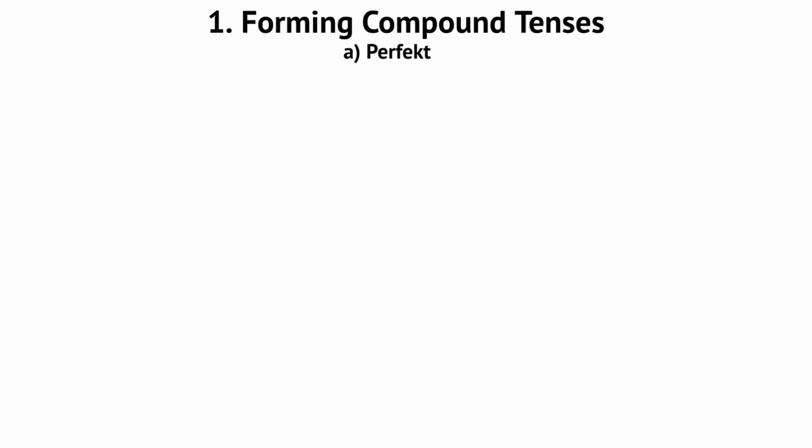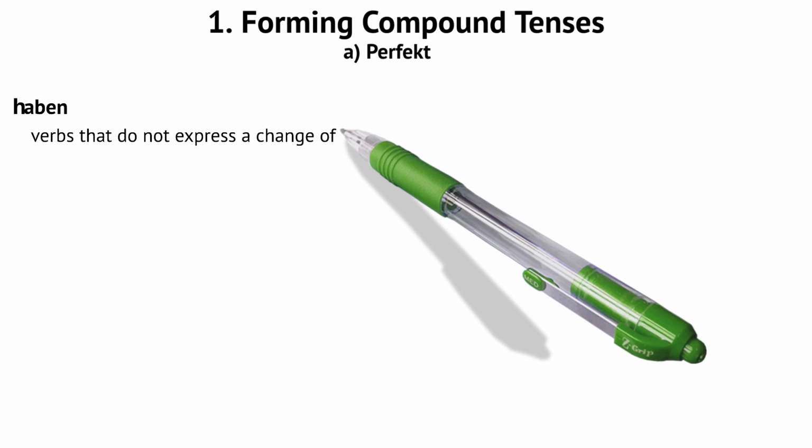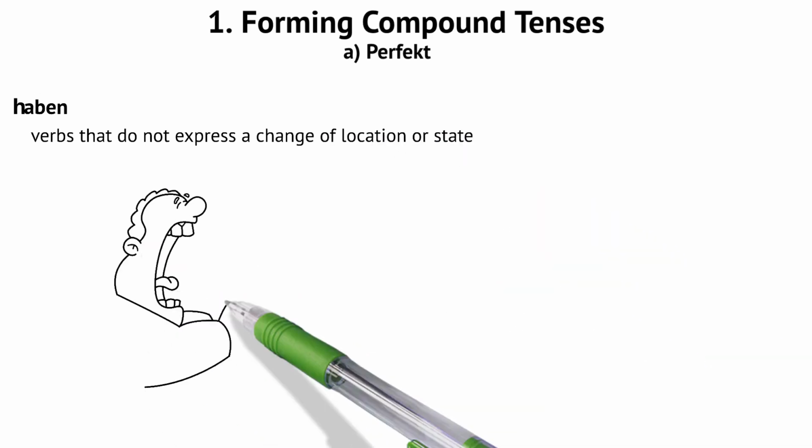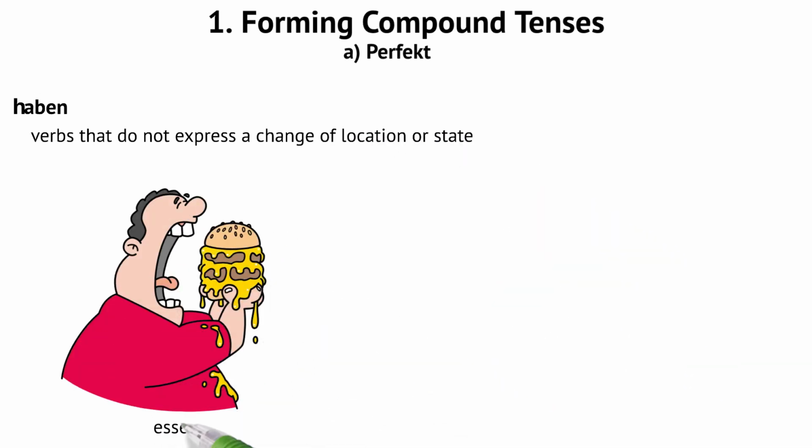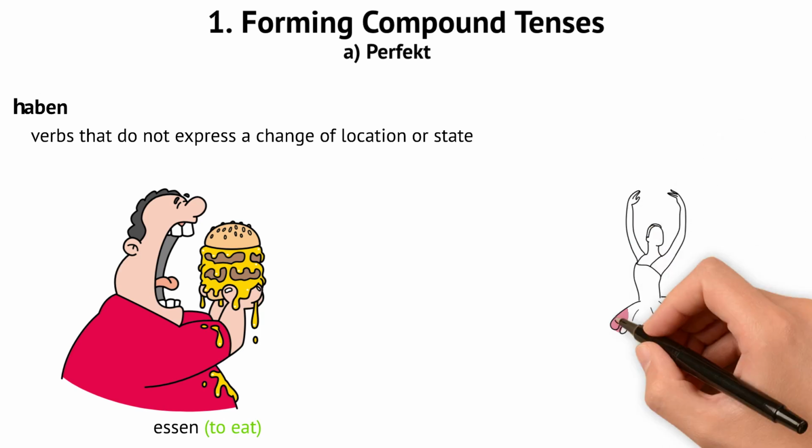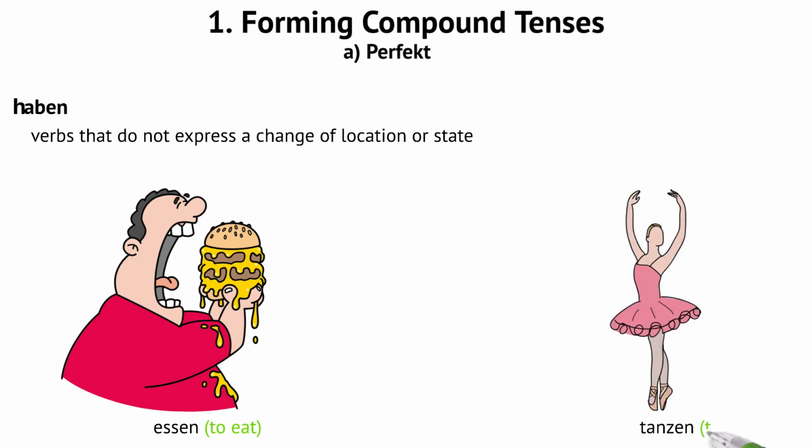On the other hand, the auxiliary verb haben is used with verbs that do not express a change of location or state. Example verbs are essen, which means to eat. When you eat, you are probably sitting in the dining room or in a restaurant, hence the verb does not express a change in location. Likewise with the verb tanzen, which means to dance. You will probably move around the room but not literally change your location. I hope you get the distinction in the use of either haben or sein in forming compound tenses.